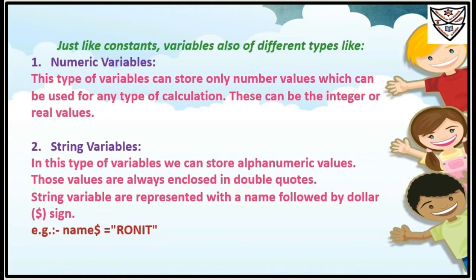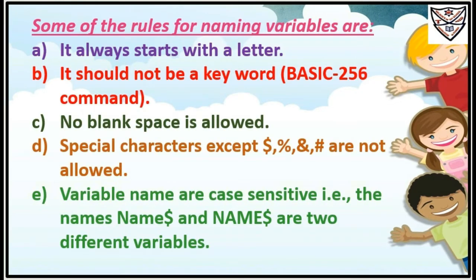String variables are represented with a name followed by the $ sign. For example, name$. Now the value will be in double quotes. If the name is Ronit, then Ronit will be written in double quotes. Some of the rules for naming variables are: it always starts with a letter. It should not be a keyword.